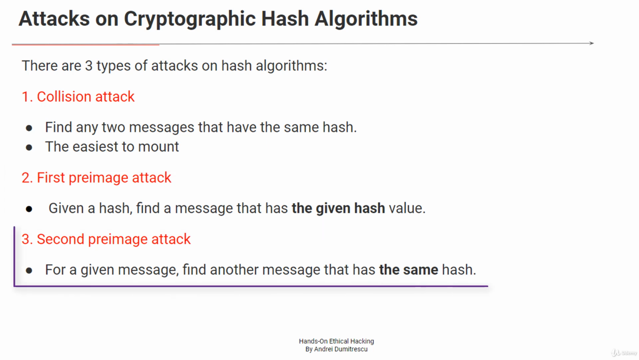And the last attack is called the second preimage attack. It means that for a given message, you should find another message that has the same hash. This is also very destructive. Just imagine you have a very important document that you want to send to someone, and the hacker creates a second document that has the same hash.